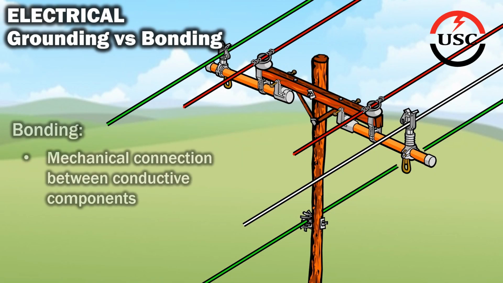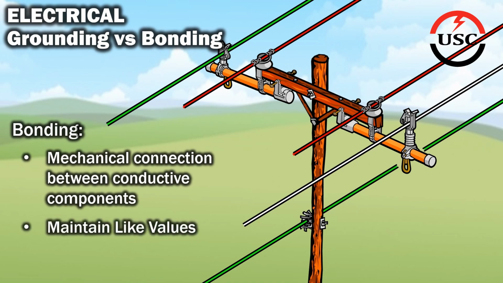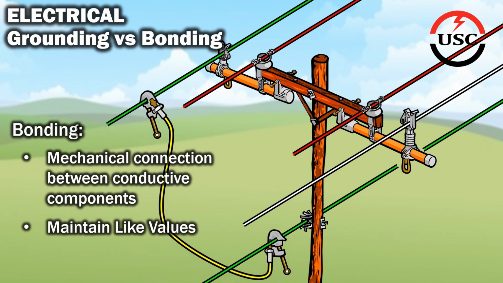Bonding is a mechanical means used to establish electrical continuity between conductive components so that all of those conductive components maintain an identical electrical value. That electrical value is determined by what is being bonded. Here, a de-energized conductor is bonded to an effective ground using a grounding cable. Therefore, the shared electrical value is now at a 0-volt system reference.